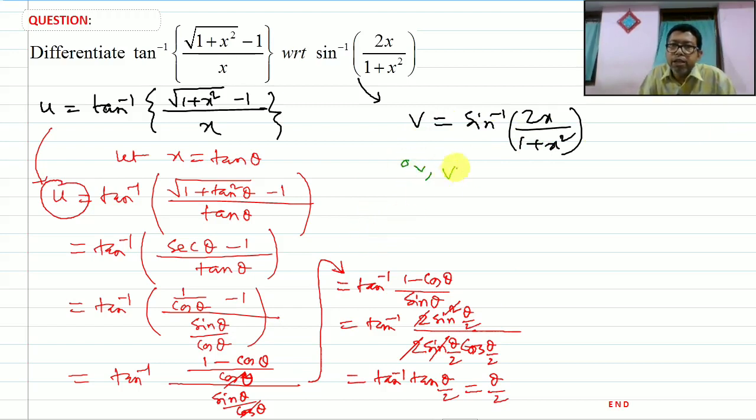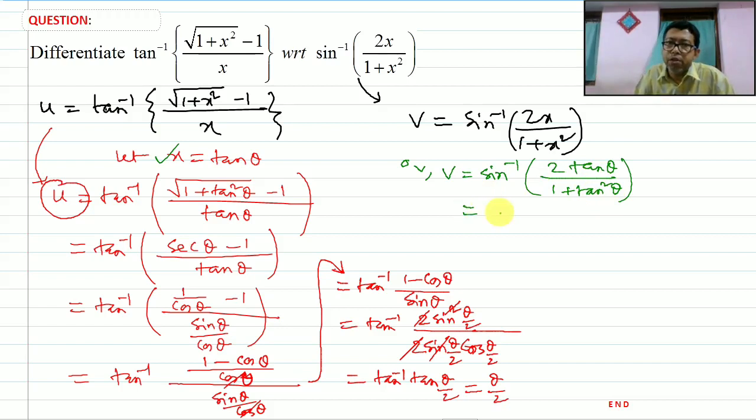So start it. v is equal to sin inverse of 2, and what is x? You just consider x is equal to tan theta. So substitute 2 tan theta divided by 1 plus tan square theta. What is 2 tan theta by 1 plus tan square theta? This is obviously sin 2 theta. So sin inverse of sin 2 theta is obviously twice theta. So your v is equal to 2 theta.